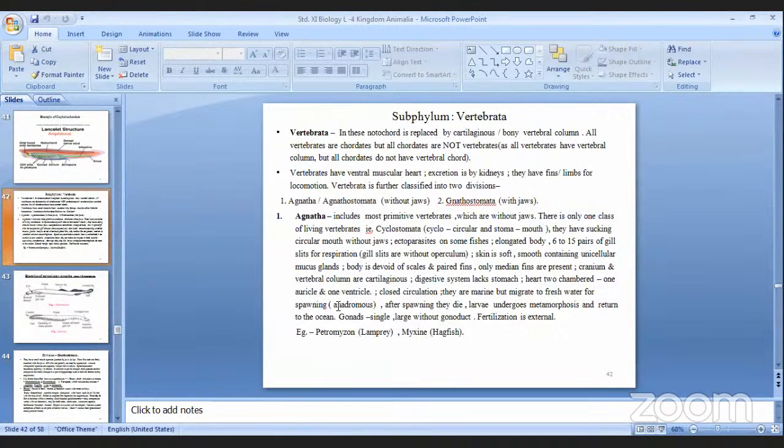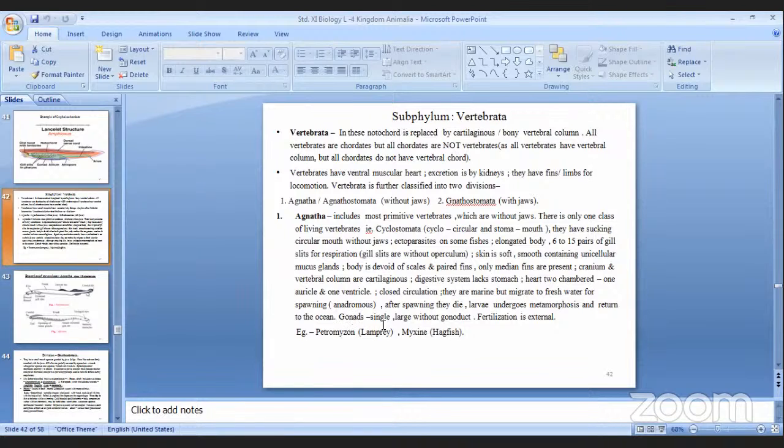After spawning, the organism dies, but the larva undergoes metamorphosis and then returns back to the ocean. So from marine water, it goes to fresh water for spawning. After spawning, the animal dies and the larvae which develop undergo metamorphosis and return to the ocean. Again, for the next cycle, they come back to fresh water for spawning, fine?